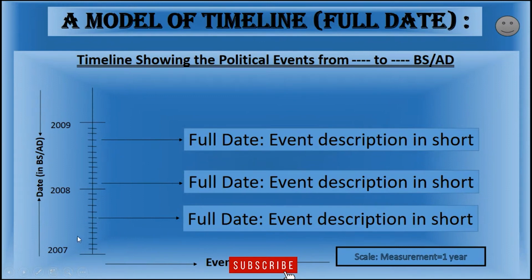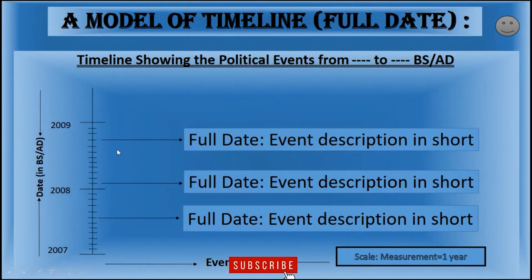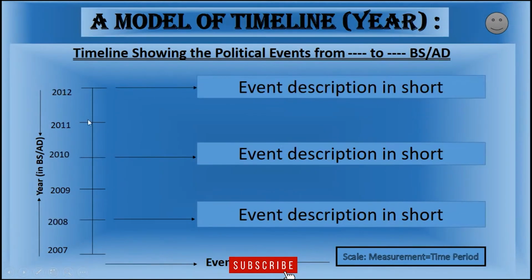But if the full date timeline has a long time gap, if the time gap is very large, is it possible to make it this way, 1 2 3 4? Is it possible? Not possible. So in that case you have to give the scale, you have to mark only years, same like the year line. You cannot mark the month and day. You have to mark only years, just like in the year timeline.